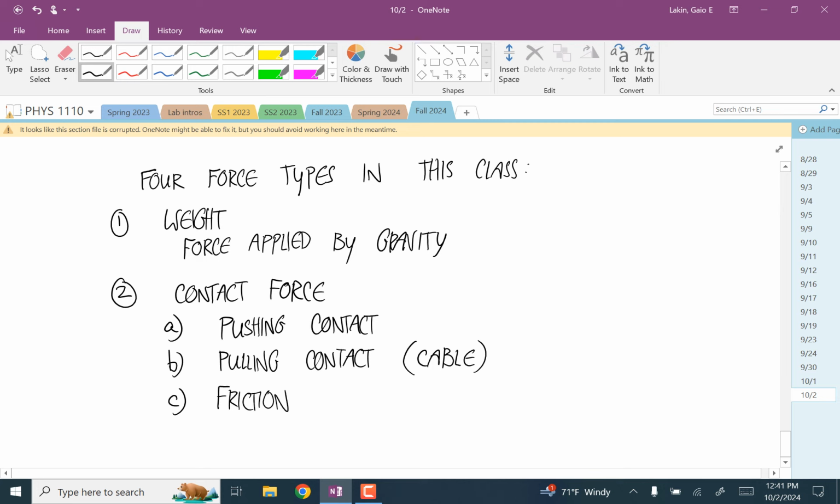So whenever a force is acting on an object, your job is going to be to identify which of these 4 types it is and then follow the rules for what you know about that kind of force. Okay, and each one of these will have its own rules associated with it.